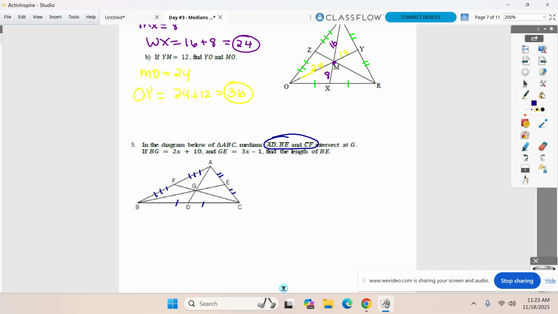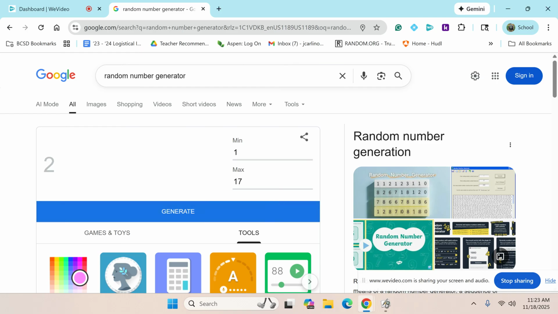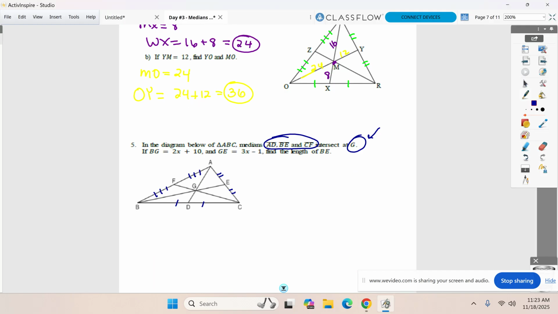And can I get a name for G? If those are medians all intersecting at G, can I get a name for G? Because it's not up here. Assad, what's the name for point G? That's the centroid. Good. Now I'm like, okay, centroid splits it into a ratio of 2 to 1. I haven't even labeled anything as far as x's go yet. BG, 2x plus 10. Other part of that median, 3x minus 1.